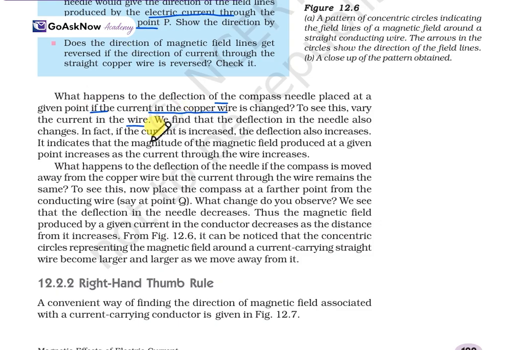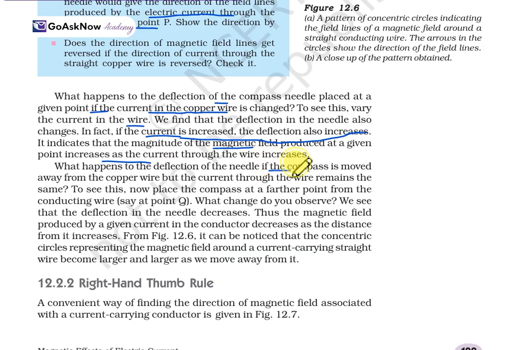In fact, if the current is increased, the deflection also increases. It depends on the current. Once the current is increasing, the deflection is also increasing. It indicates that the magnitude of the magnetic field produced at a given point increases as the current through the wire increases. Now, what happens to the deflection of the needle?